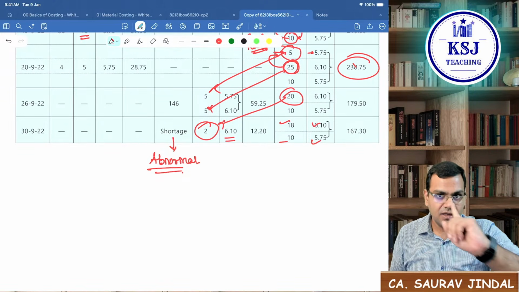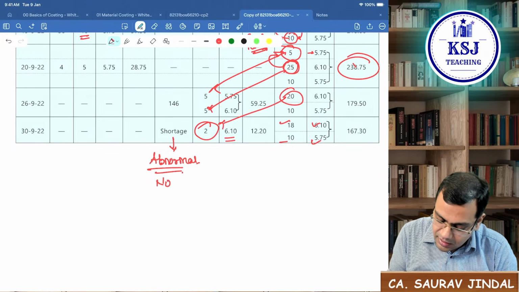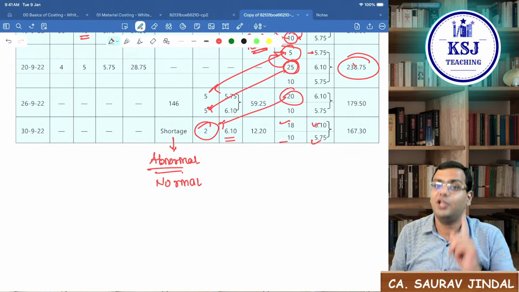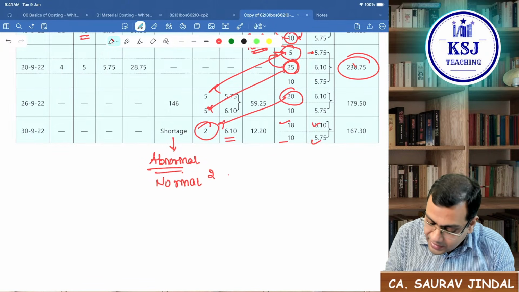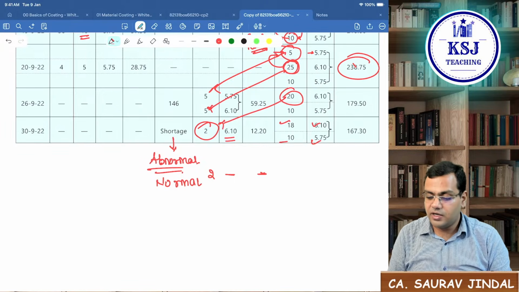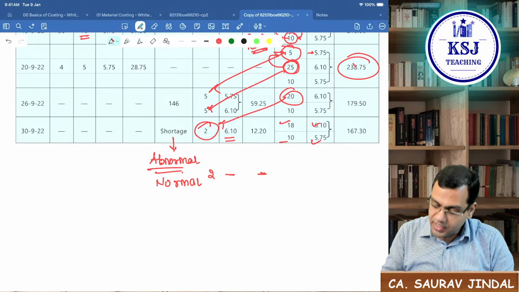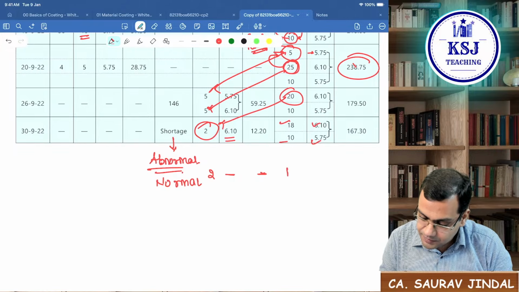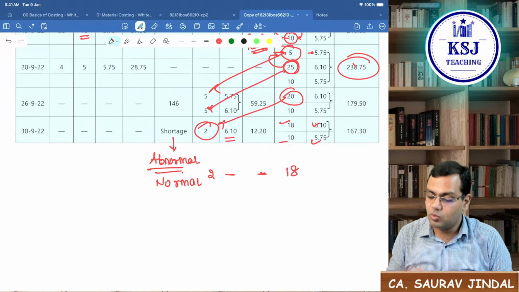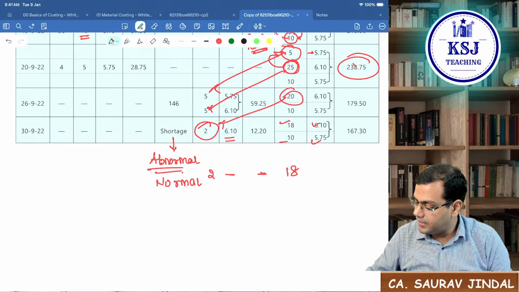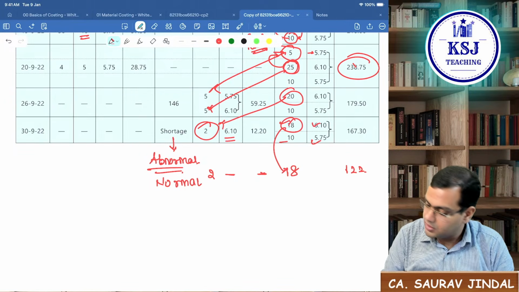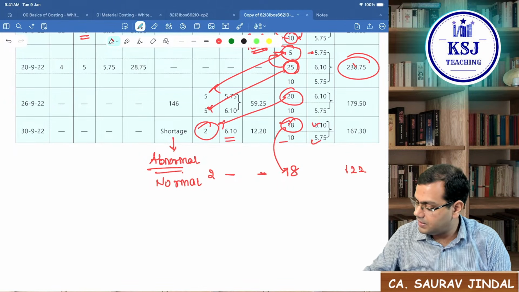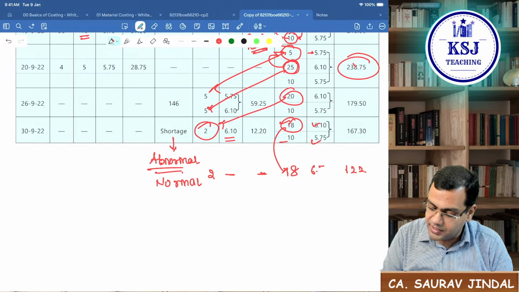Now listen to it very carefully. Had it been a normal shortage, how will you treat it? In the case of normal shortage, here you will write 2. You will not write anything here. So here you will have 18 units, but what will be the value? The value will be 20 into 6.10, which is 122. Only for this part I'm saying. So 122 divided by 18 will come to 6.78.